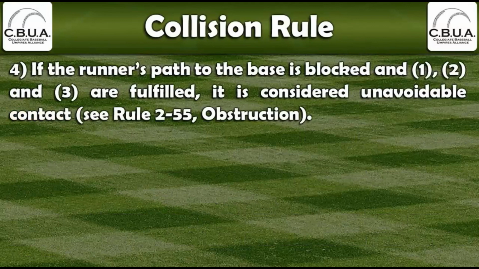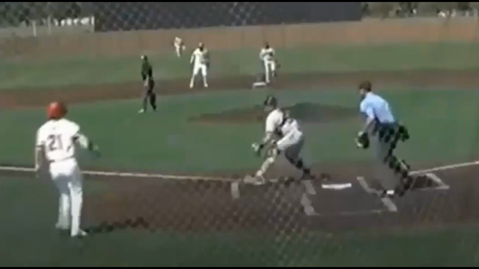Number 4. If the runner's path to the base is blocked, and 1, 2, and 3 are fulfilled, it is considered unavoidable contact. It's important to note that when this play begins, the catcher is not in possession of the baseball. Before a fielder is in possession of the baseball, anything that could be deemed obstruction protects the base runner.